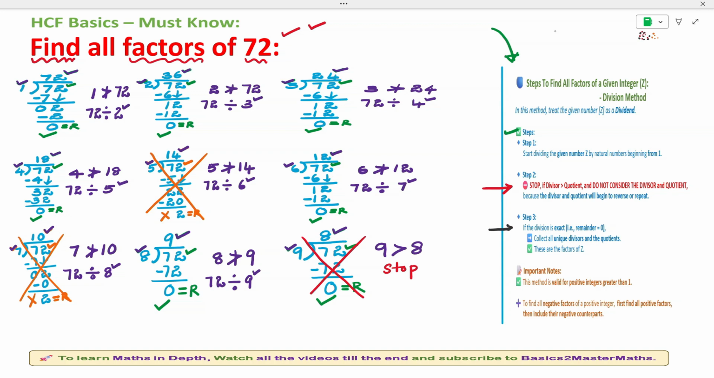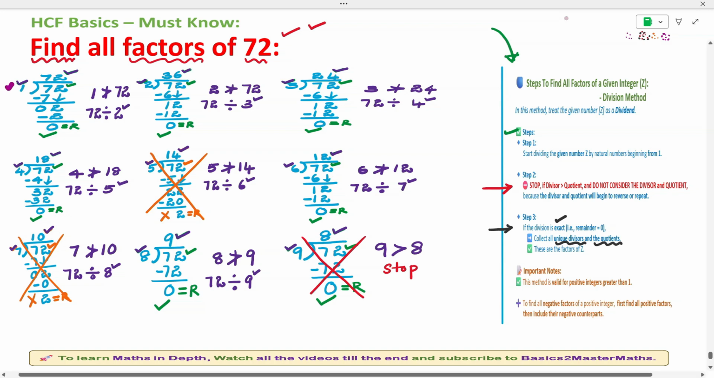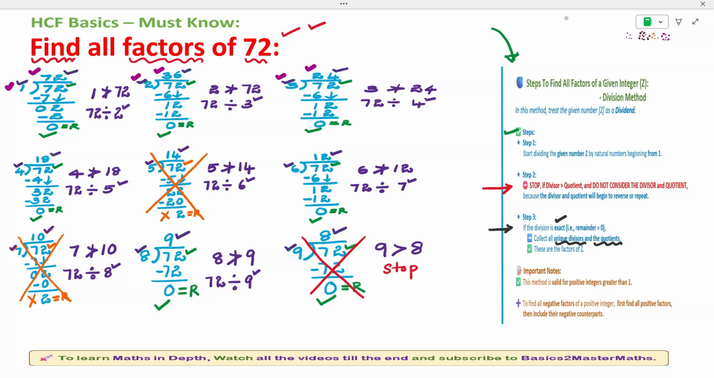Finally, collect all unique divisors and quotients where the division is exact. In this case, they are 1, 72, 2, 36, 3, 24, 4, 18, 6, 12, 8 and 9.